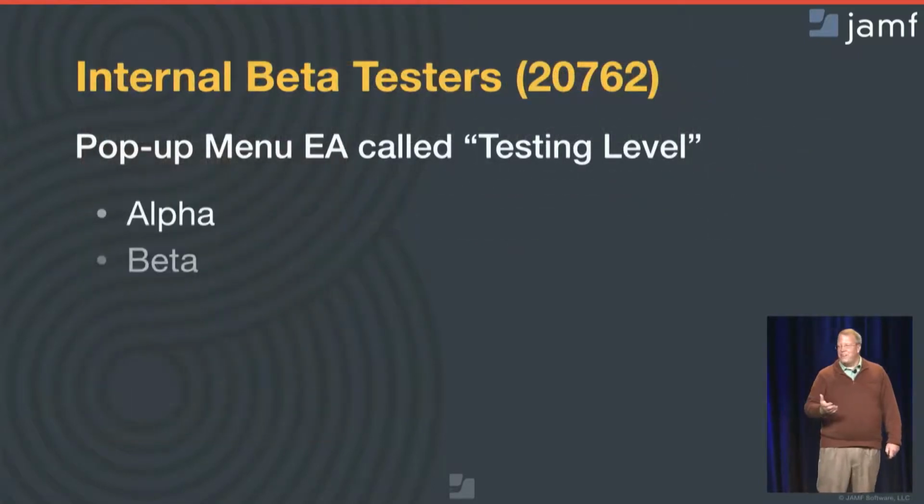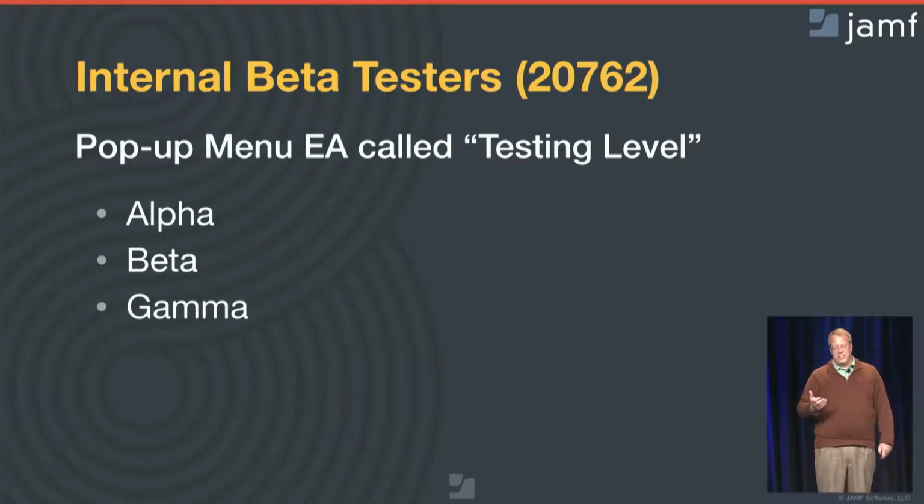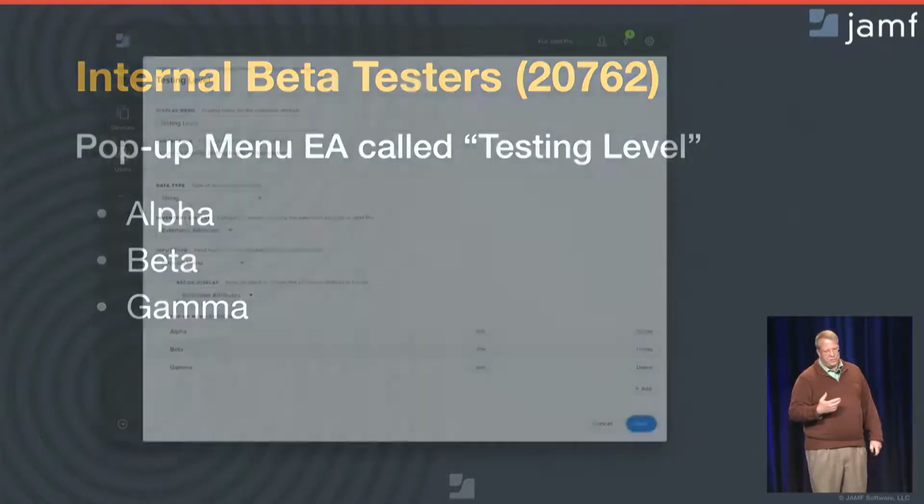Okay, so this extension attribute came directly from Justin Seiko, who was working as a professional services engineer for the church at the time. We created a pop-up menu called testing level, and it had 3 options: alpha, beta, and gamma. And so here's what that looks like in the Jamf Pro server.